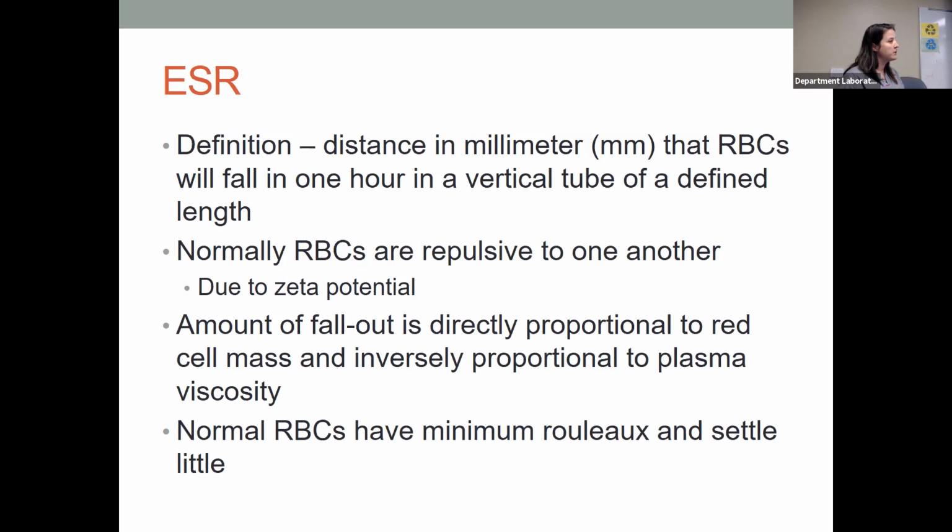And again, normal red cells naturally repel themselves, so they don't really like to form rouleau. But the longer they sit, the more that zeta potential breaks down and they will settle.